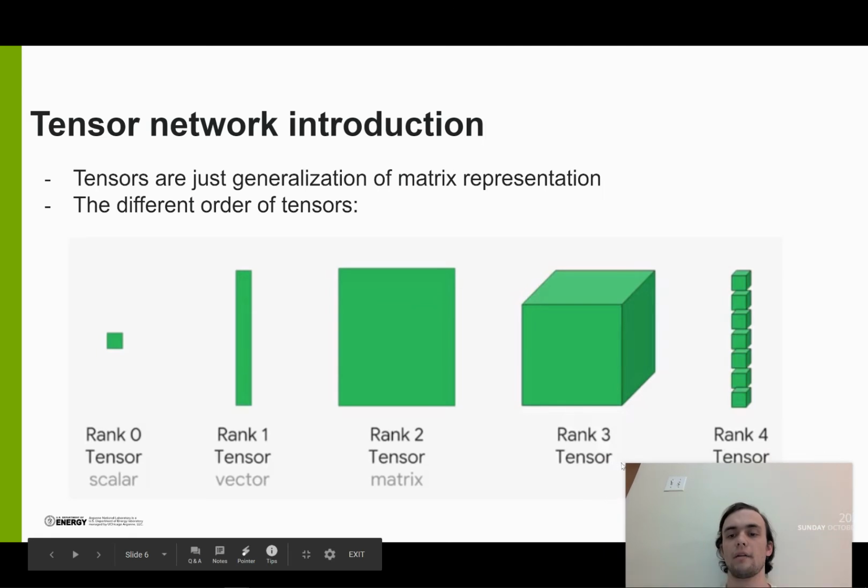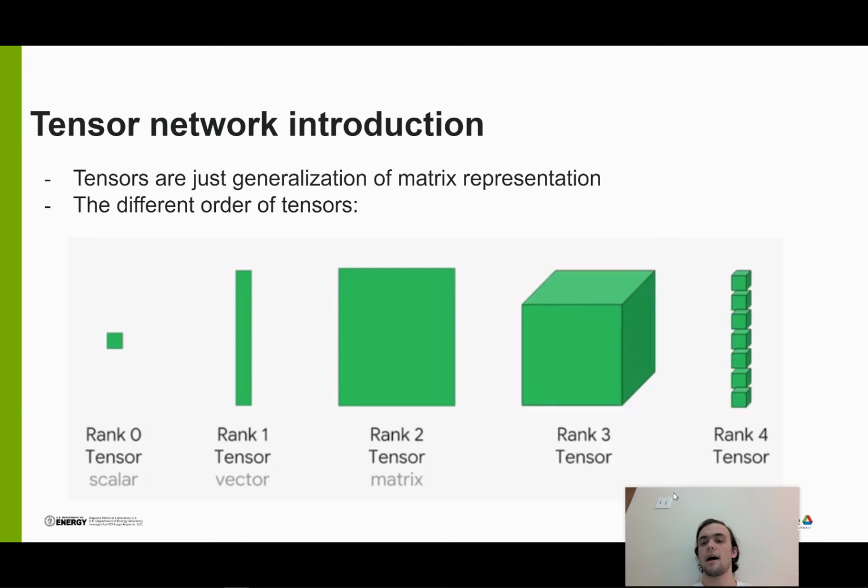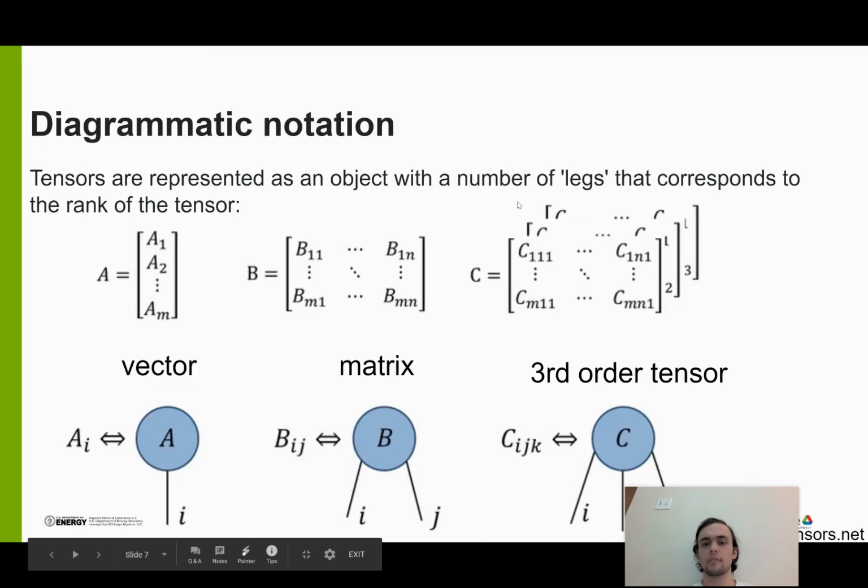What if we have a rank 4 tensor? Well, this is an array of rank 3 tensors. So when you have a repeated structure of rank r minus 1, this means that you have a tensor of rank r. And so what is a tensor network?